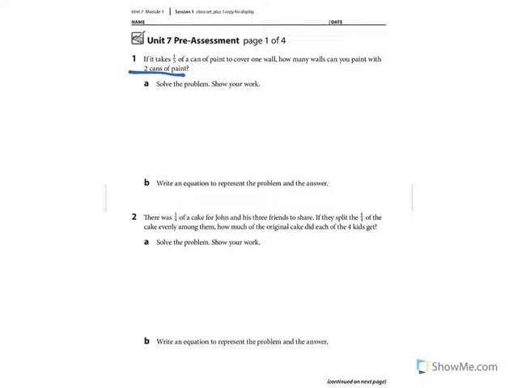Well, I found out that it takes 1/5 of a can of paint to cover one wall, and I want to know how many walls I can paint. So what am I going to do? I'm going to split what I have apart. And what do I have? I have 2. I'm going to split it apart, which means I'm going to divide it by what? By 1/5, because 1/5 of a can of paint covers one wall. Once I found that, then I can find my answer.